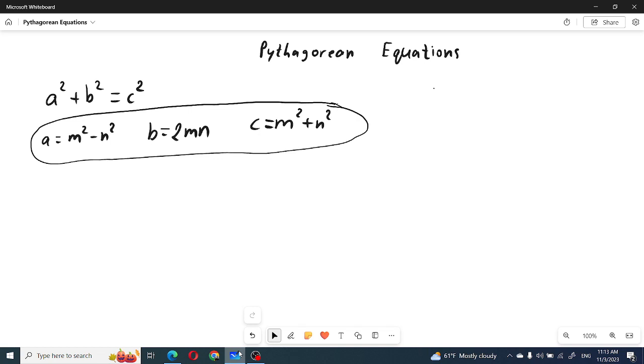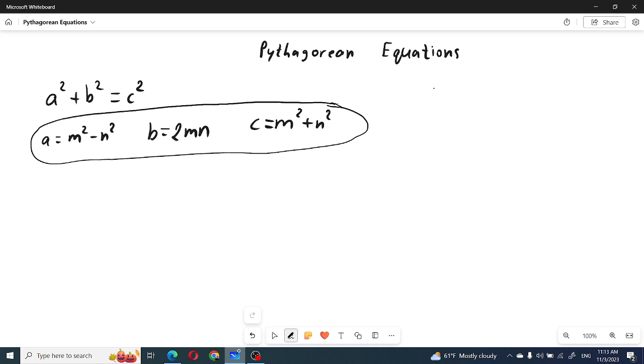Hello, today I want to show you how to represent Pythagorean equations in a different form. If we are given three positive integers such that a squared plus b squared equals c squared, then we can represent a as m squared minus n squared, b as 2 times mn, and c as m squared plus n squared. Here m and n must be positive integers.